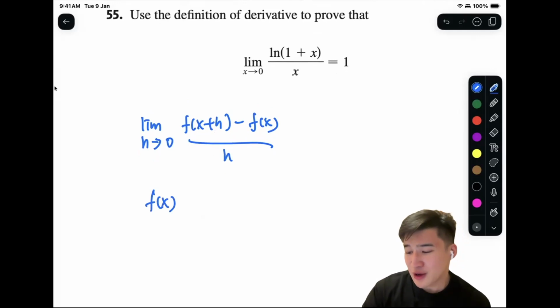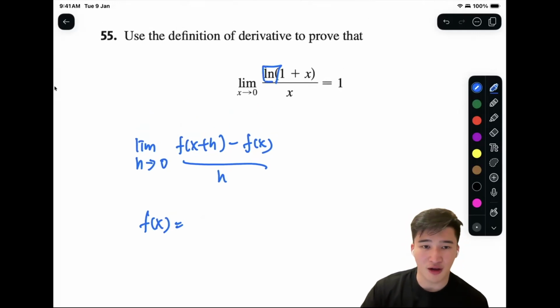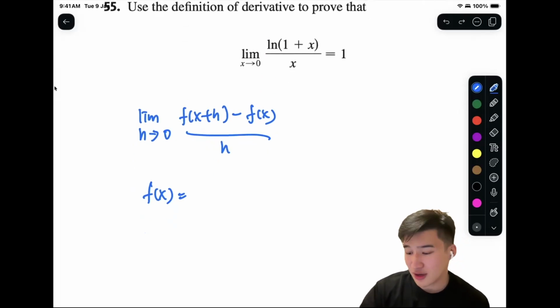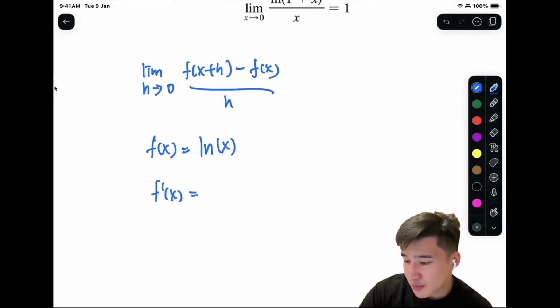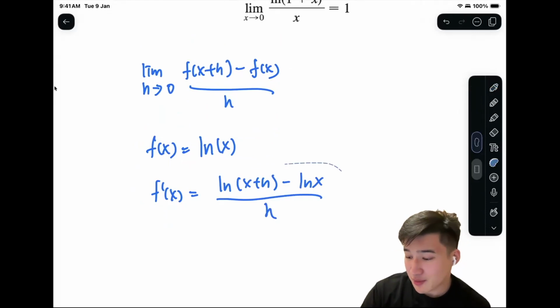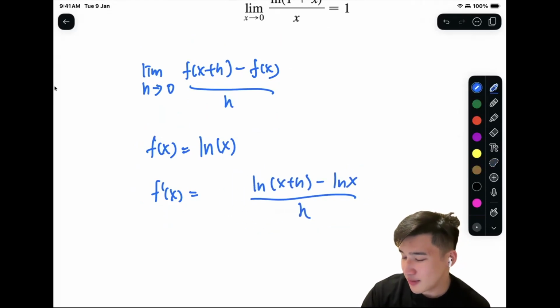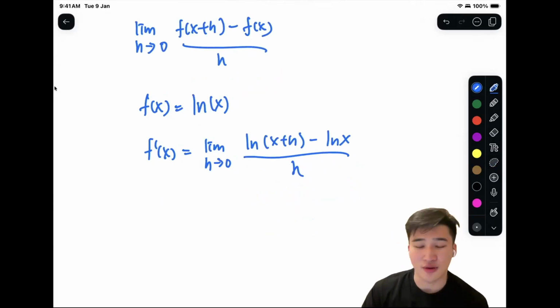So what is f(x)? Well, in this case, you can see here we only have a natural log, right? I don't see any other function. So let's try with natural log. So we have f(x) equals natural log x. And so the f prime of x would be natural log of (x plus h) minus natural log x, divided by h. Now I'm going to move this over a little bit so I can make some space for the limit. Take the limit as h approaches 0.